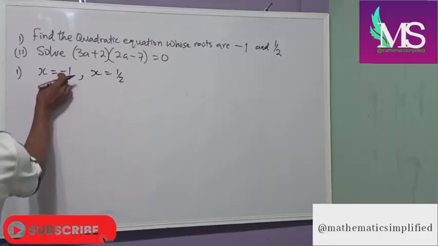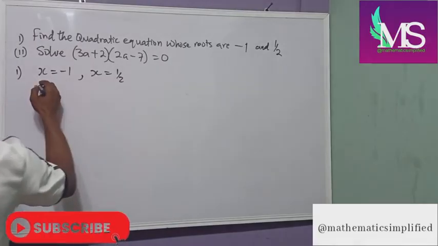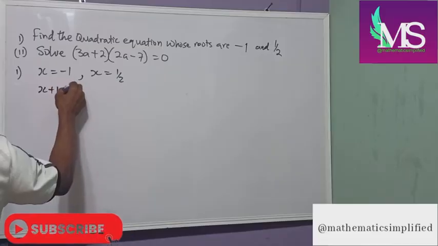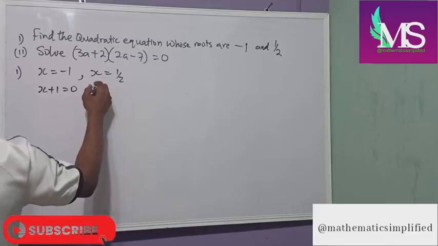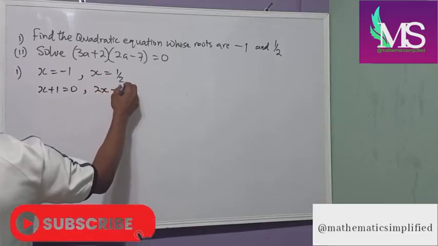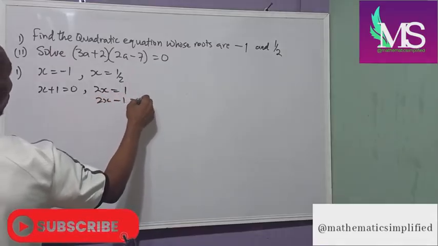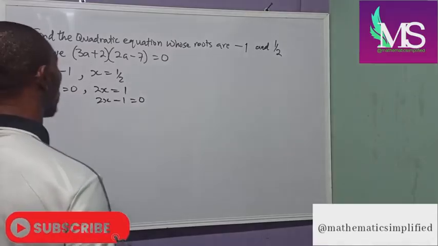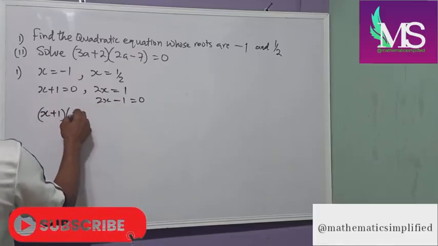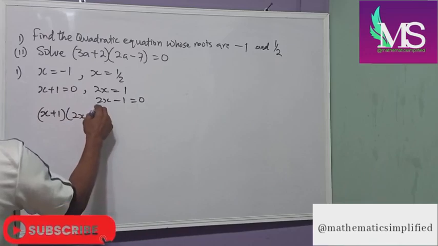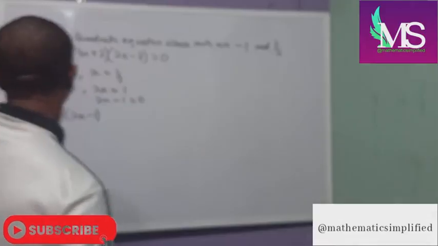Okay, so bringing this one, equating it to 0, this becomes x plus 1 equals 0. And for our second part, this becomes 2 times x will give us 2x equals 1. That means 2x minus 1 equals 0. Okay, so our two factors will become x plus 1 and 2x minus 1. Now we can expand this to get the quadratic equation.